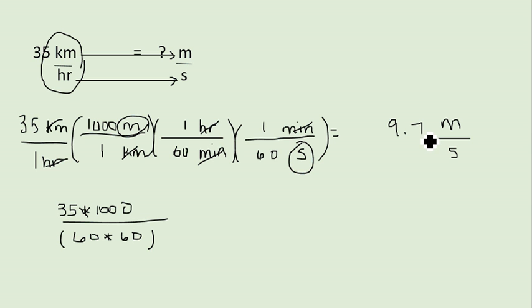A good way to check is if you're reducing the size of the distance and the size of the time, you should go less in that amount of time, less distance. You're talking about a smaller unit of time, so you should go a smaller distance of measurement. So this number should be smaller than 35, and it is. So it checks out for us.